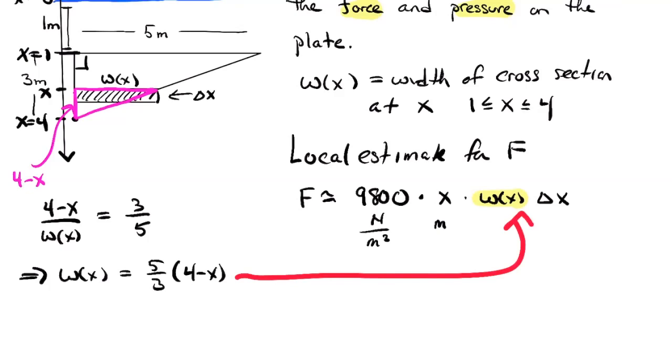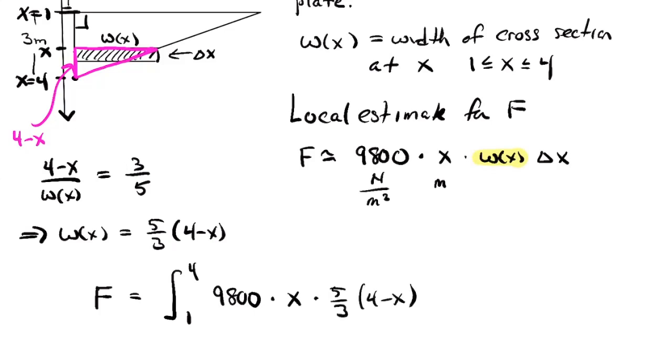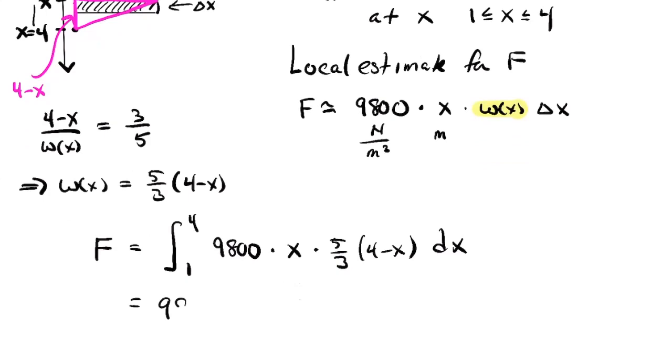The Riemann sum would be adding all of that stuff up. I'm not even going to write it because this is enough information so I can write the integral for the force. The force is the integral, we already said, from 1 to 4 in our coordinate system. And then what am I taking? 9,800 times x times the w of x we just found, 5/3 times 4 minus x, dx. All right, and clean that up a little bit. The constants come out front. That's 9,800 times 5/3. We can do the arithmetic in a second, times the integral from 1 to 4. And then I'm multiplying x by 4 minus x.